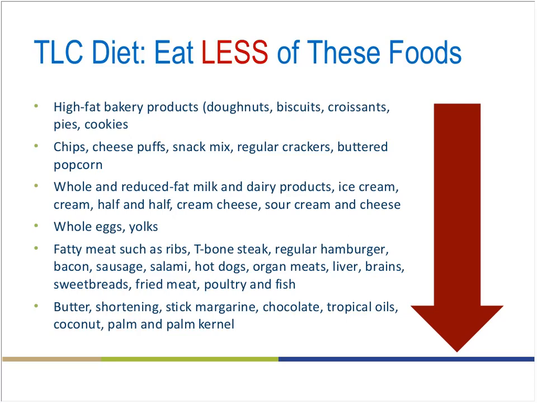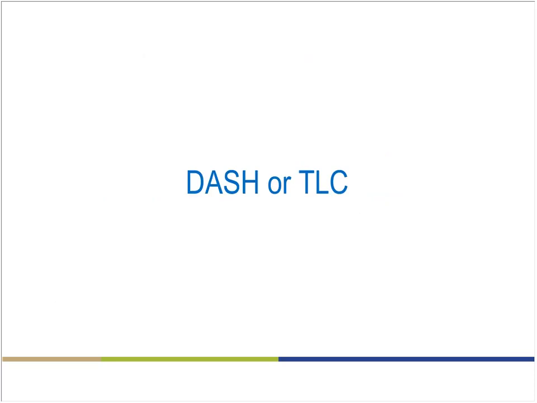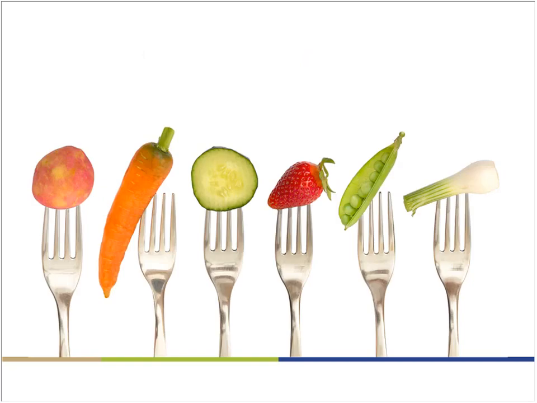Chocolate is listed in there, but if it's 70% cocoa, chocolate can be considered a healthy treat. But if it's your milk chocolates, it has that saturated fat in it also. So this particular diet does concentrate on fat, whereas when we start talking about the DASH diet compared to the TLC diet, you'll notice that the DASH diet, which stands for Dietary Approaches to Stop Hypertension, actually concentrates more on an overall change than just concentrating on fat. So we'll talk about the DASH diet now.